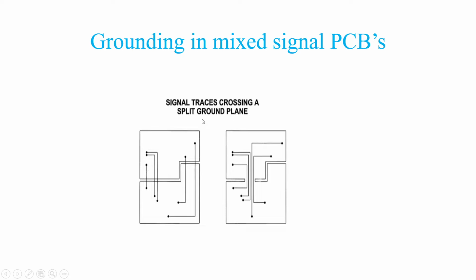Signal traces crossing a split ground plane. Here two grounds have been specified. One is analog ground, another one digital ground. Analog signals are routed above the analog ground. Digital signals are routed above the digital ground.